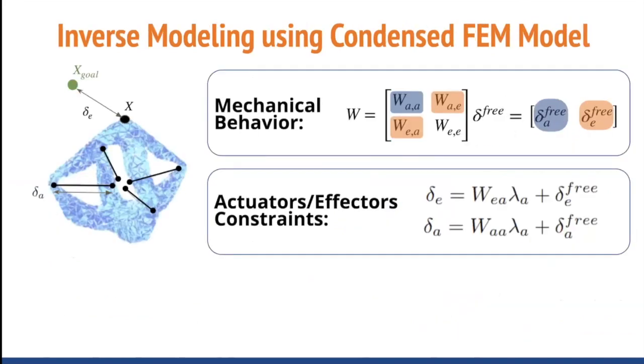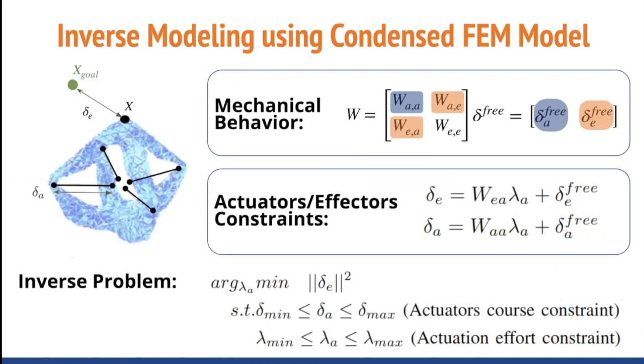We now present how we can deduce the inverse kinematics of a soft robot using the condensed FEM model. Both the distance between the effector and the target position, as well as the actuator's displacement, can be expressed as a linear combination between the condensed matrices and the actuation efforts. Using these two distances, we formulate an inverse optimization problem solved using mathematical programming. In the case of the diamond robot, we minimize the distance between the tip effector and a goal position in the 3D space, while considering physical limitations on the actuators.